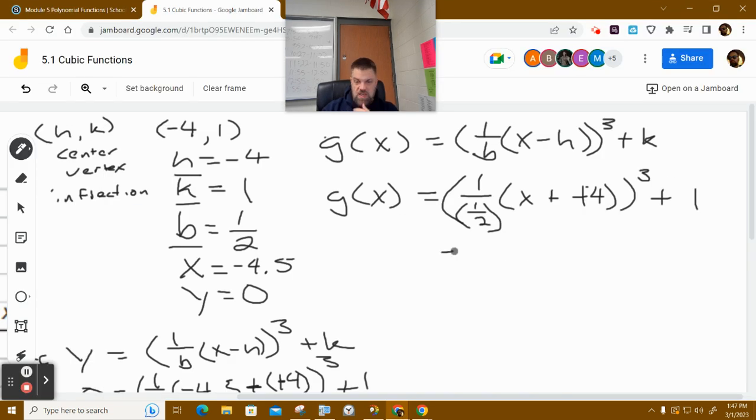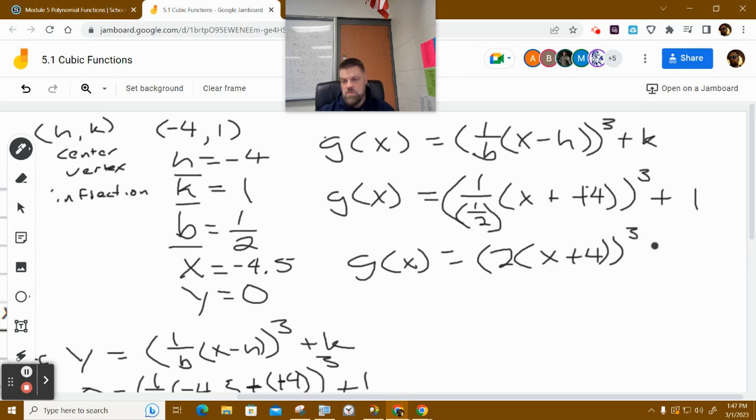So then this whole thing becomes 2 times the quantity. Well, hold on, that's sloppy handwriting. g of x is equal to 2 times the quantity x plus 4 cubed plus 1. Now, there's some extra work you could do. You could probably, that's how they have it in the back of the book. So that's how you do that problem.